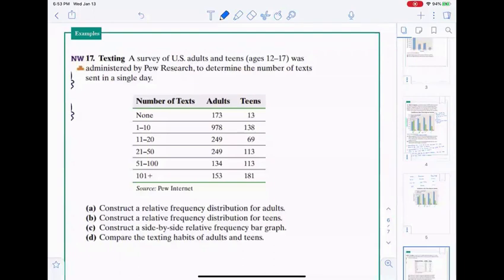So here we have a survey of US adults and teens. The teen ages are 12 to 17. The survey was conducted by Pew Research to determine the number of texts that students would send in a day. So the number of texts is given in the table. So we have 1, 2, 3, 4, 5, 6 levels.